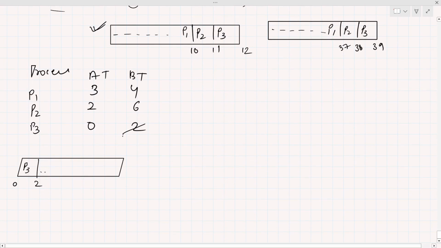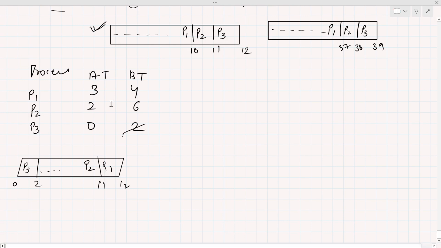P3 first, and after that the same situation happens, because the burst time is greater than the arrival time. Now for P1 and P2, the process that comes first gets the CPU first. P2 has arrival time 2 and P1 has arrival time 3, so P2 comes first and gets the CPU, and then P1 gets the CPU. If you sum all these, you get 2, 6, 4, 10, 11, 12, meaning 11 is the burst completion for P2, 12 for P1, and 2 for P3.